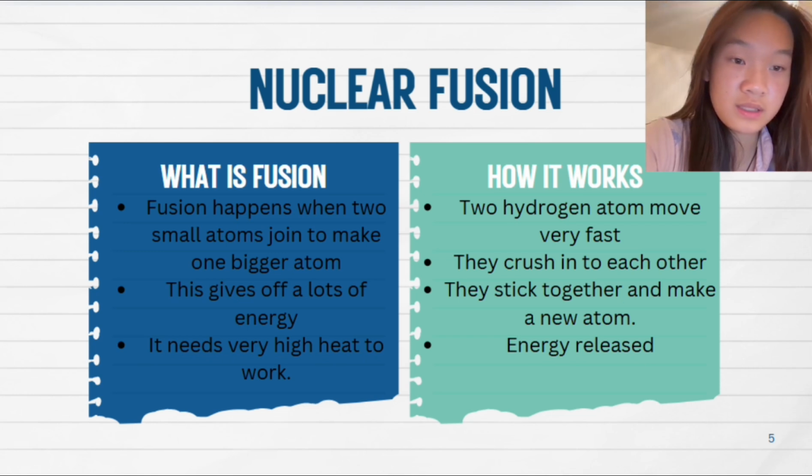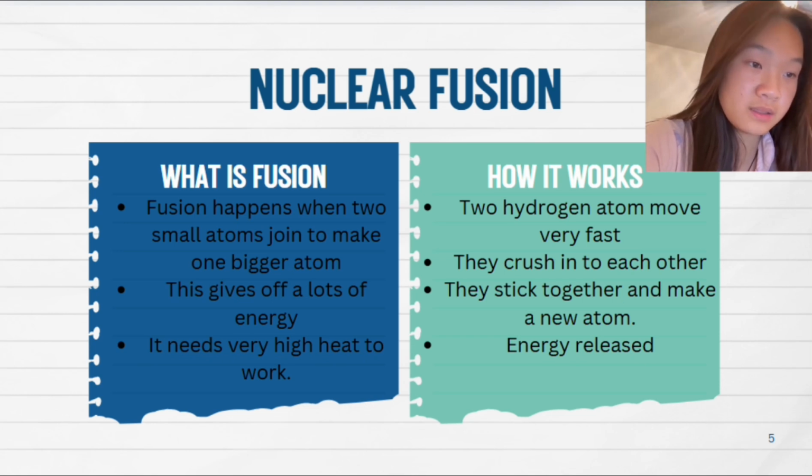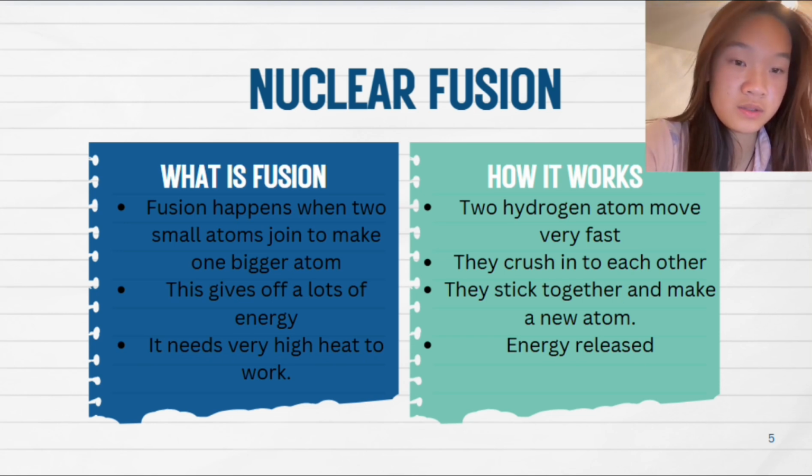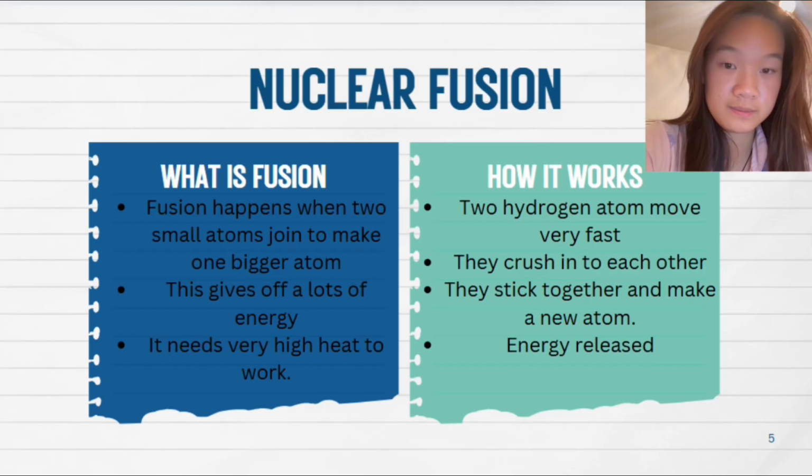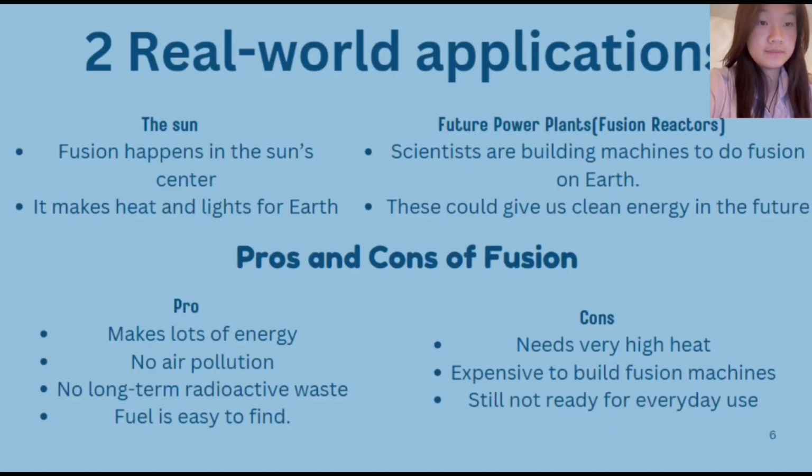But fusion doesn't happen easily. It needs super high temperatures, even hotter than the sun's surface, so the atoms move fast enough to crush and fuse. Scientists are working on ways to create these extreme conditions here on Earth. Slide 6. Two real-world applications.